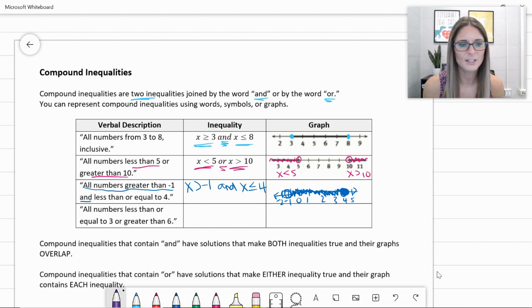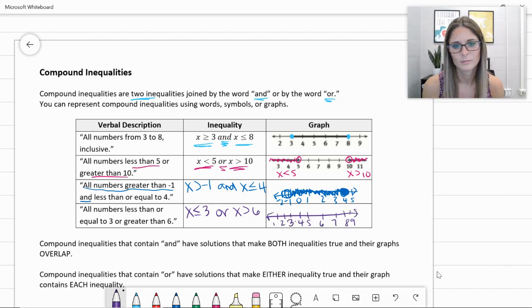All numbers less than or equal to 3 or greater than 6. All numbers less than or equal to 3 or numbers that are greater than 6. All right, beautiful number line, right? Closed circle on 3, and it's less than. Open circle on 6, and it's greater than. Perfect. All the numbers that are less than or equal to 3 or greater than 6.